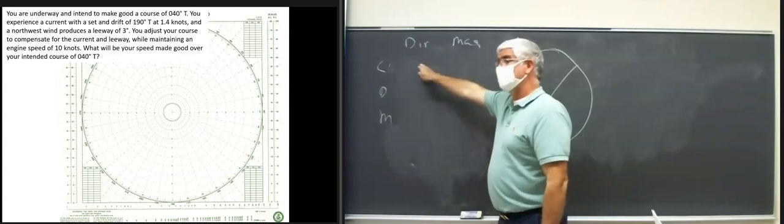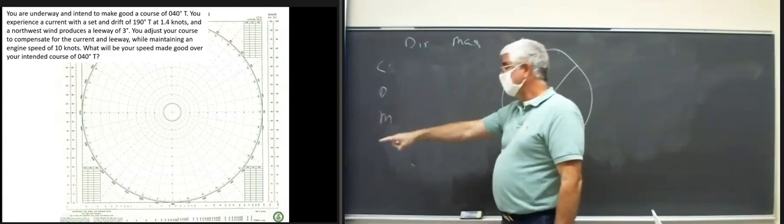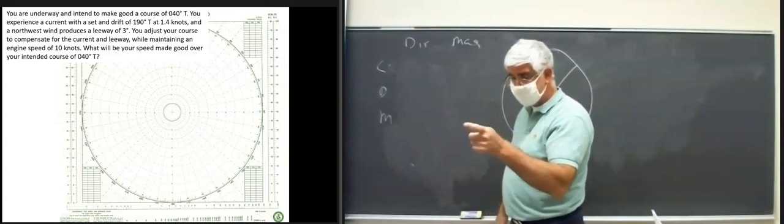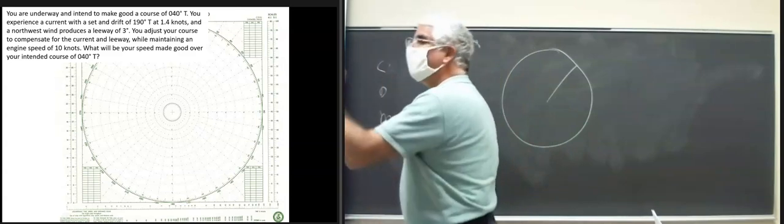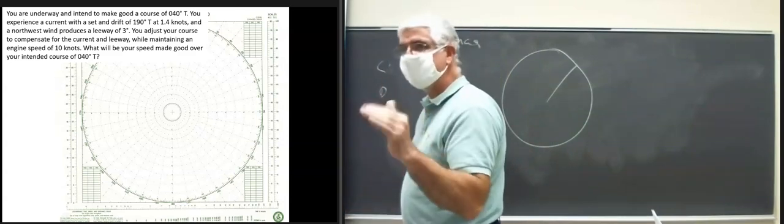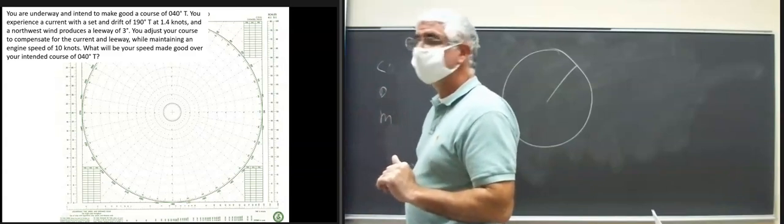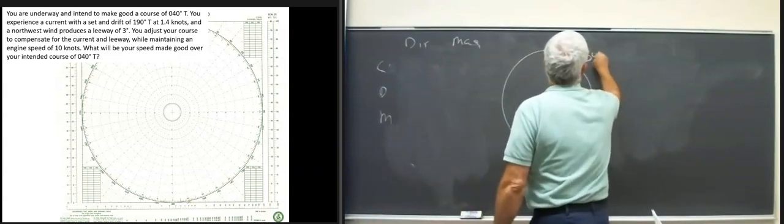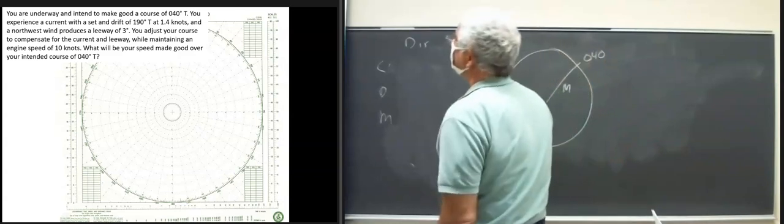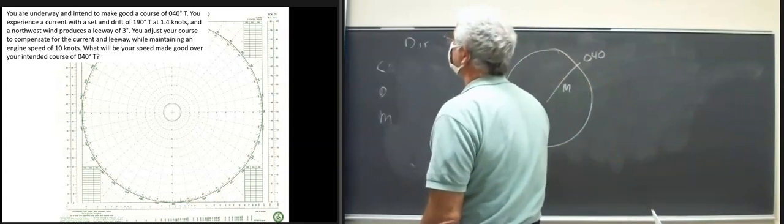Well, C is current. D is what you're going to steer. I intend. I wish. It's made good. See, this is where they get you. You have to be able to decode what's what. Intend, you want. That's what the made good is going to be. So you intend to make a course of 040. That's intent. So this is like M here, 040. I intend 040. You experience a current with a set and drift of 190.